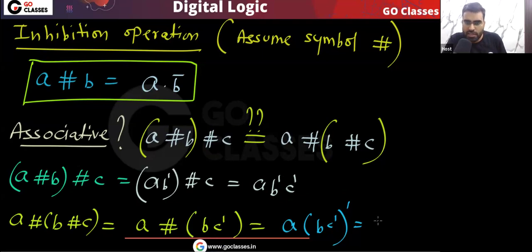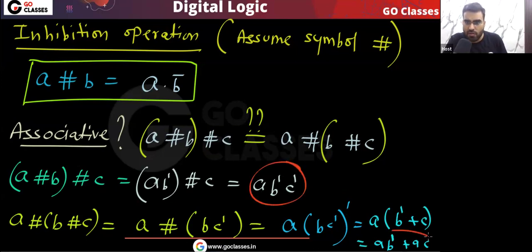So what will you get here? You will get A B bar or A C. Are they same? Tell me. Did we get them same? Again, they are not same. See, here you have A B bar C bar. Compare this with this. Are they same? Please tell me. No, they are not same. So associative property is also no.